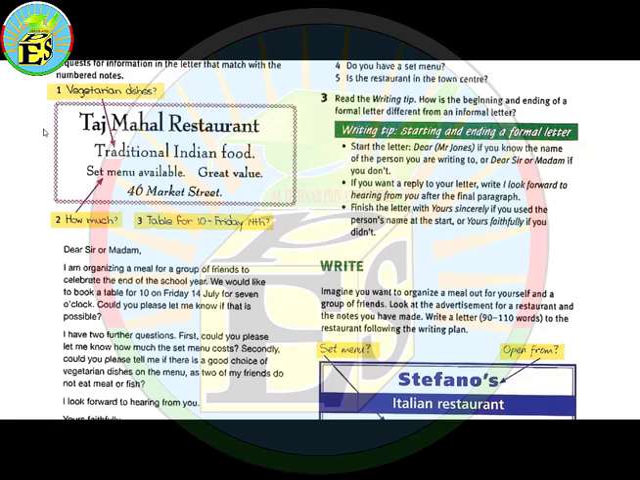So the person who wrote the message is asking the restaurant, the manager or the owner of the restaurant, about specific things, like if they have vegetarian dishes. He's asking them about the price and other things. So now we will read the message together and we will try to find these requests.